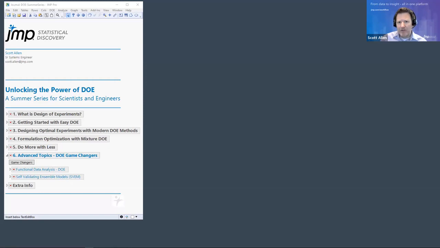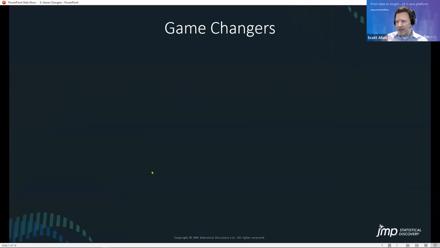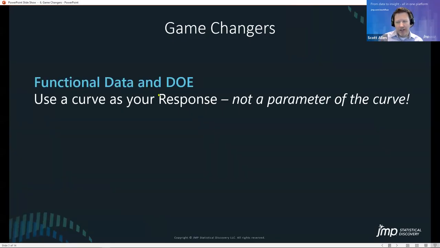Today I want to talk about two topics that I feel are really game changers when it comes to DOE. These are two topics that I wish I had access to when I was leading R&D efforts, chemical and product and process development, leading R&D in those areas. The first of these is functional data and how we can use that with DOE.